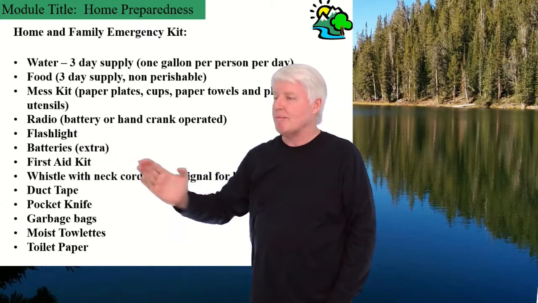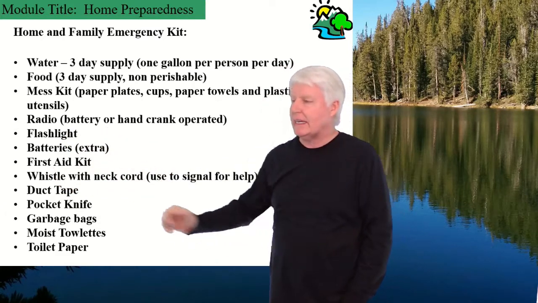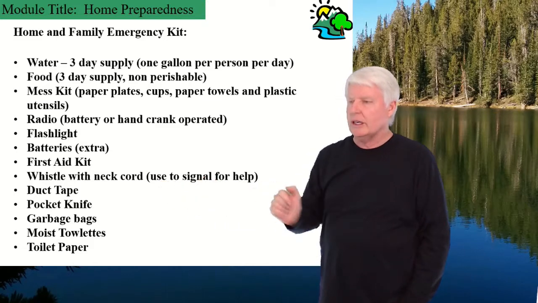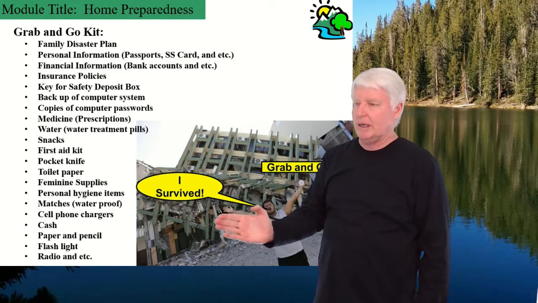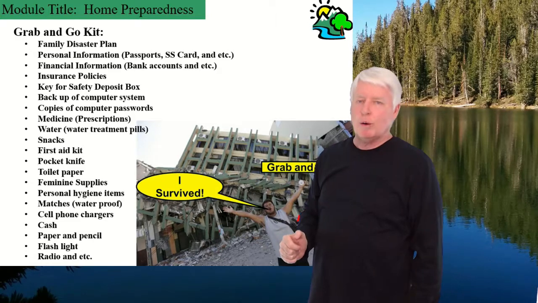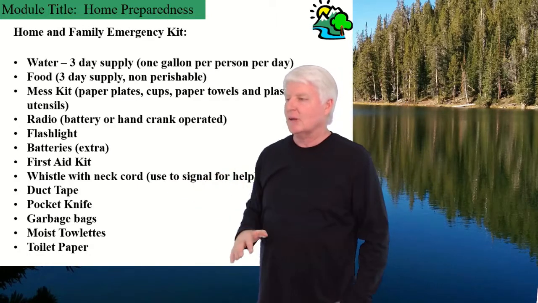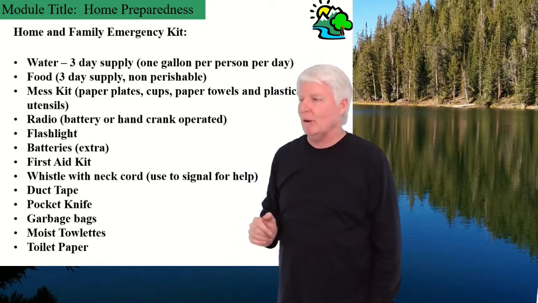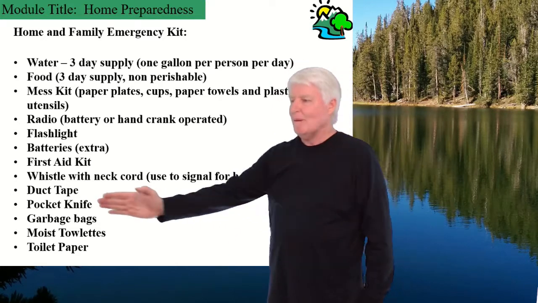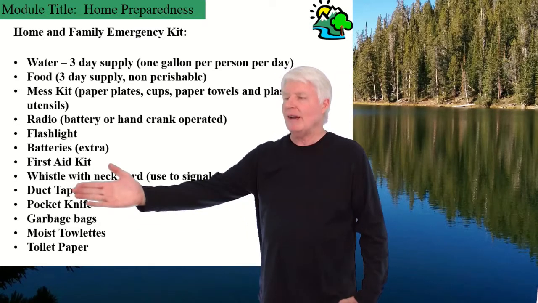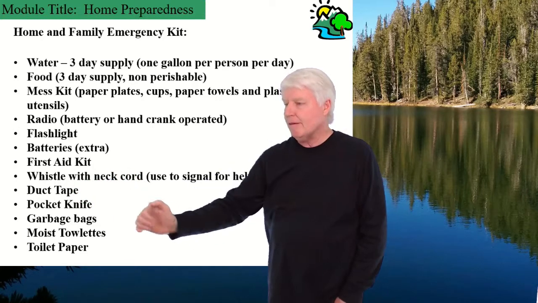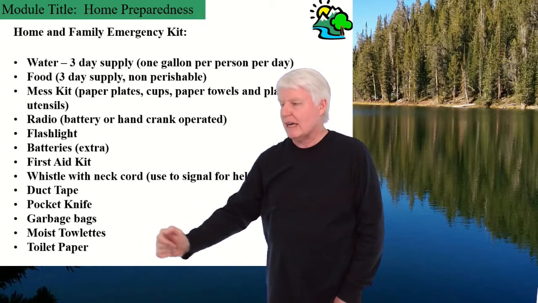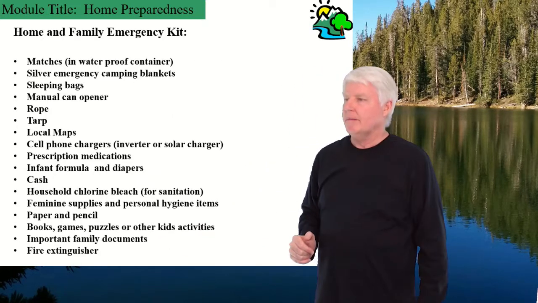Okay, and a flashlight, batteries, extra batteries, first aid kits, whistles with a neck cord used to signal for help. You may think that's funny, but let's go back here. That looks pretty bad. You get trapped in there, you have a whistle, you're going to think that whistle is worth all the money you've ever earned in your whole life. So there you go. Duct tape. Yeah, if you have duct tape, you could build a house. Pocket knife, garbage bags, moist towelettes, toilet paper.